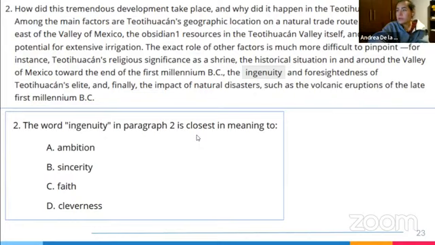So that's what we're gonna do. We're gonna see where the word is. It's here, ingenuity. And I remember that we read this paragraph before, right? What was this paragraph about? Give yourself a second to read or to scan the passage or the paragraph. What was it about?